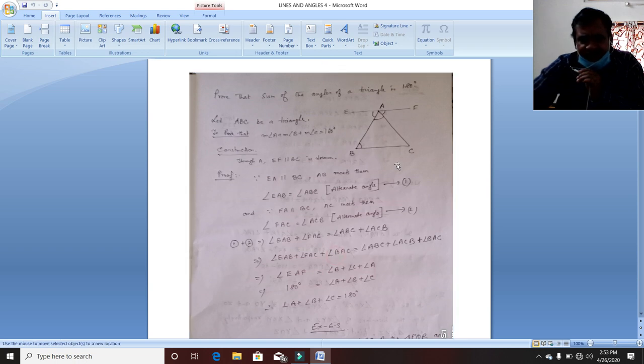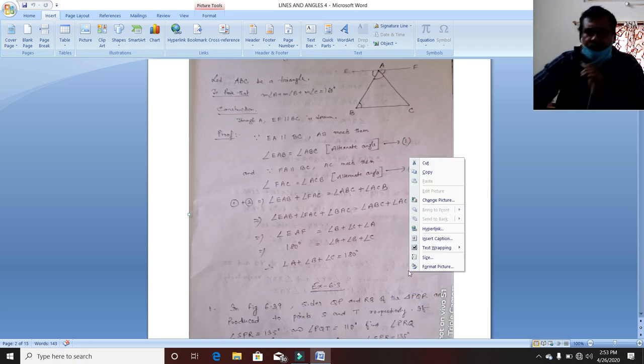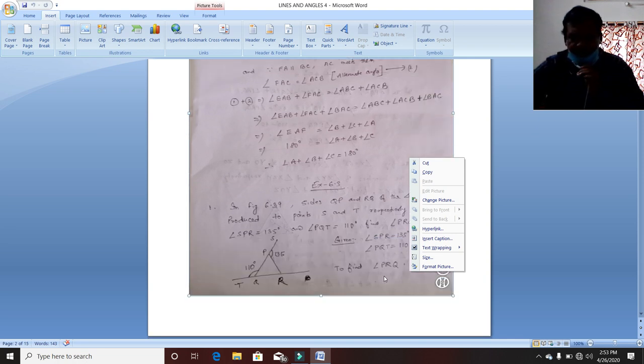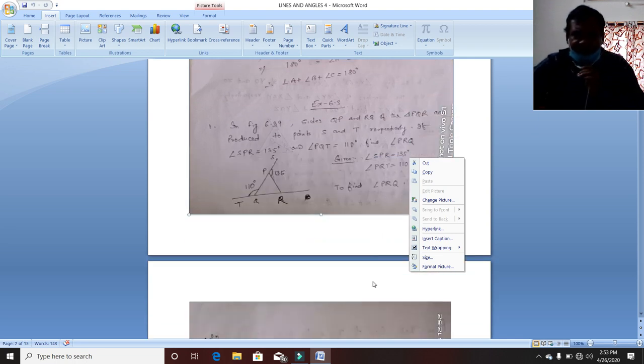This BAC I am adding on both sides. So when I added BAC on both sides, this becomes a straight angle. And you see angle B comes here, angle C comes here, angle A comes here. So angle A plus angle B plus angle C equal to 180 degrees. This is proved. So I have proved that the sum of the interior angles of a triangle is 180 degrees. Yes or no? These two theorems I have proved. Now I am doing the exercise.